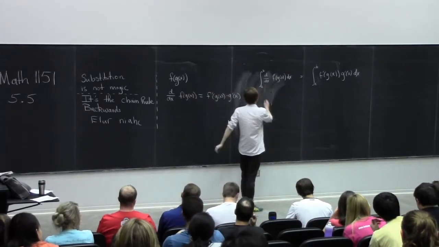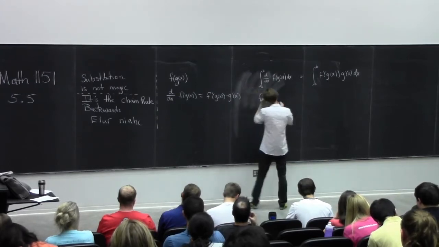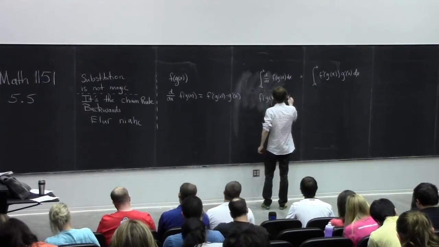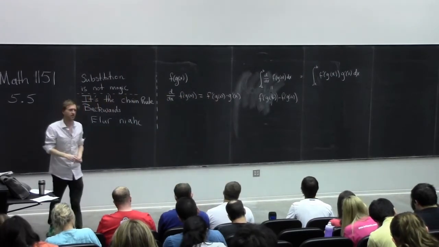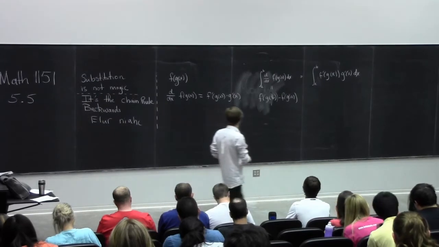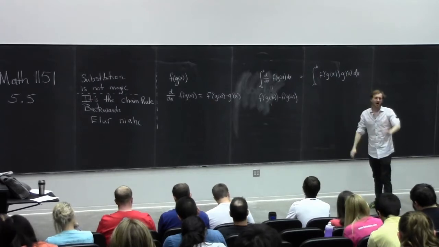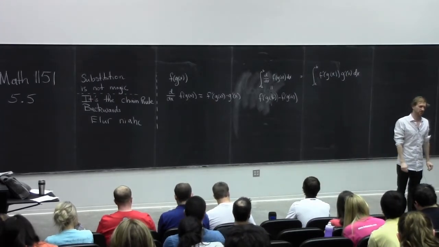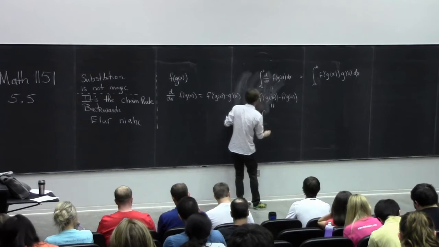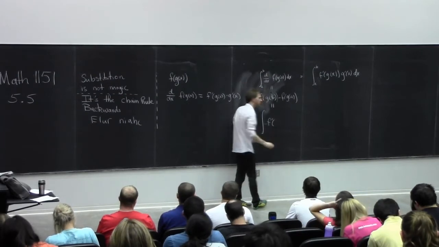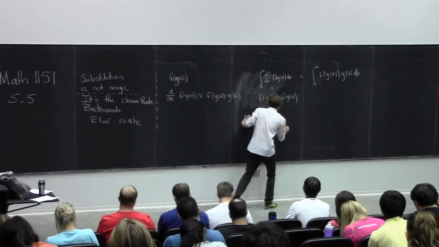This side is f of g of b minus f of g of a. That's the fundamental theorem of calculus right there. So I have a little string of equal signs here. Now, I'm getting super sneaky here, so just wait for it. I'm going to say this is equal to the integral of f prime of g dg.